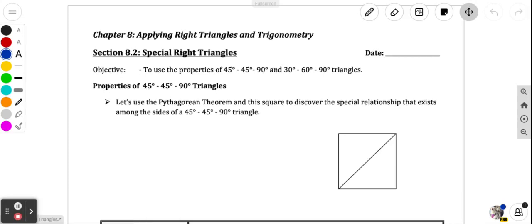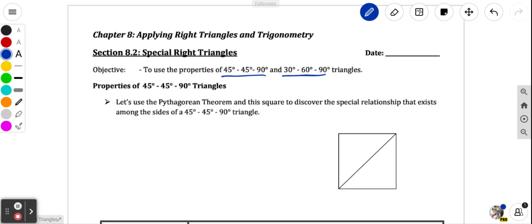Hi, everyone. So this next unit is on trigonometry. Our very first section is called special right triangles. Special right triangles are basically right triangles that have special properties. There are two types of special right triangles: 45, 45, 90 and 30, 60, 90. They're called this because of the angles that they have.